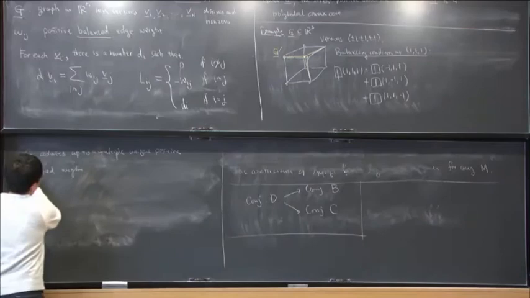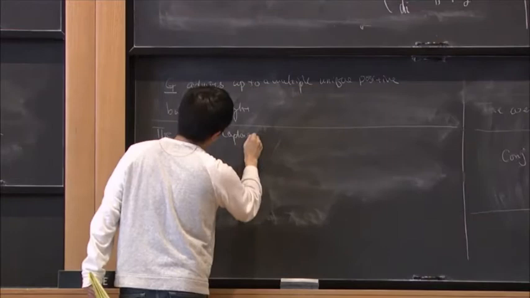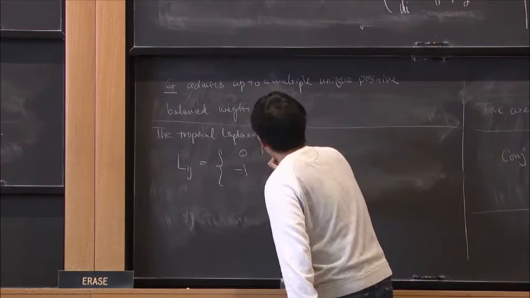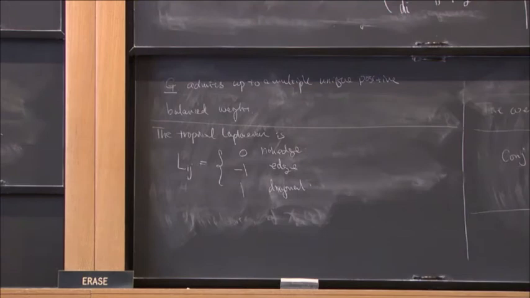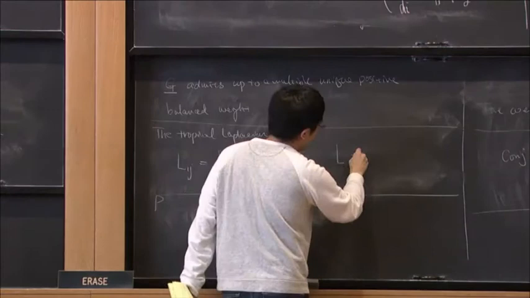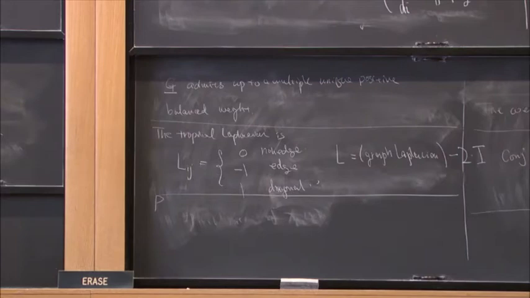Anyway, the Laplacian, in this case, is a symmetric 8 by 8 matrix, which is 0 for non-edge, minus 1 for edge, and 1 for diagonal entries. One coming from the balancing condition here. So in this case, the Laplacian was the graph Laplacian minus 2 times the identity. Because again, we have a 3-regular graph, but our diagonal entries are 1 instead of being 3.